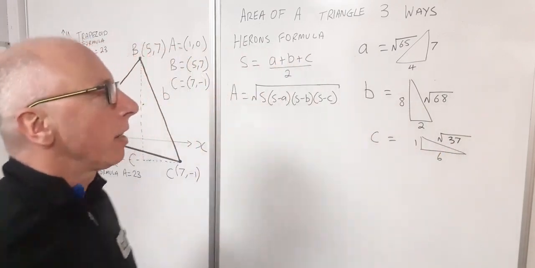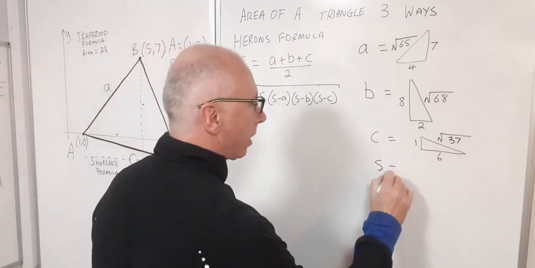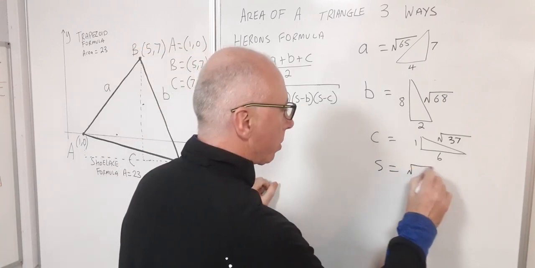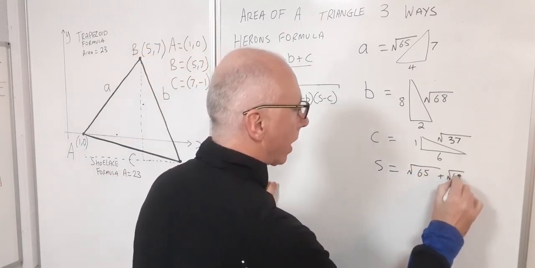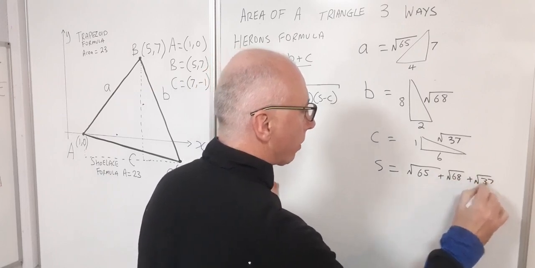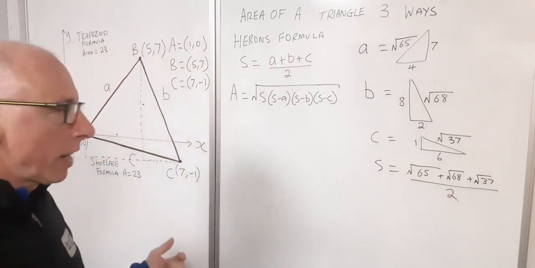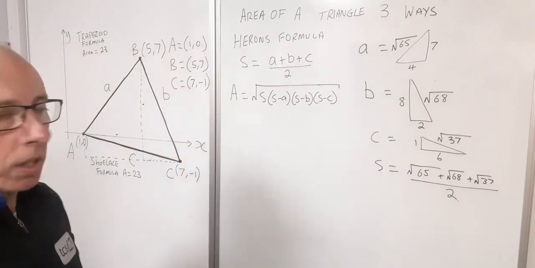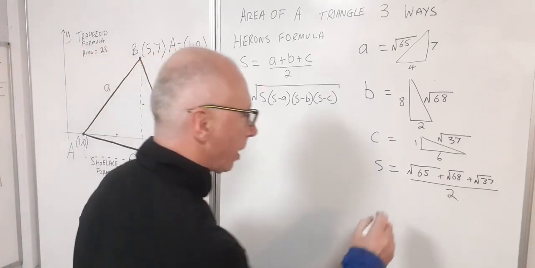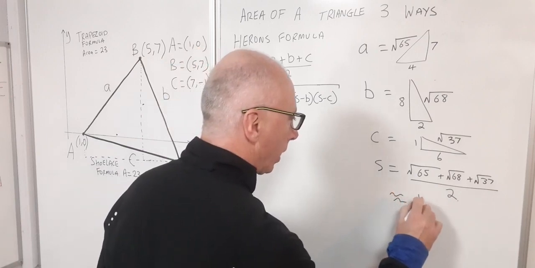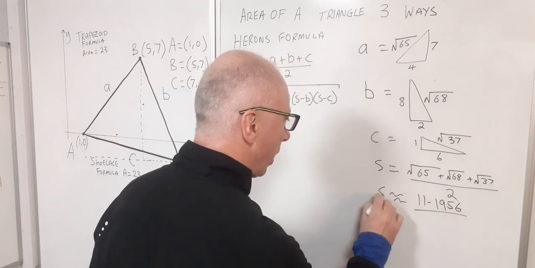So now we've got our A, B and our C. So now we can say our S equals the square root of 65 plus the square root of 68 plus the square root of 37, divided by 2. So that's going to be our S. So let's plug that in a calculator and see what we get. So in a calculator, I get approximately 11.1956. That's my S.